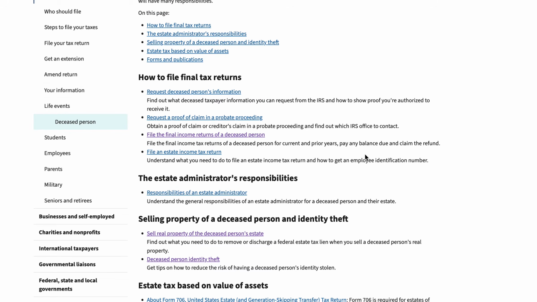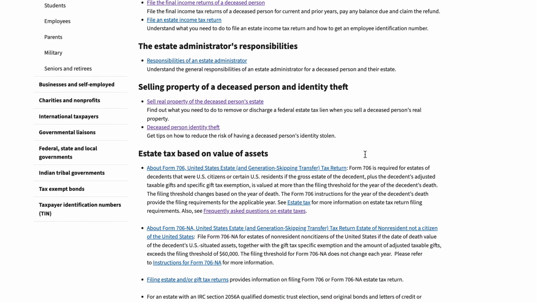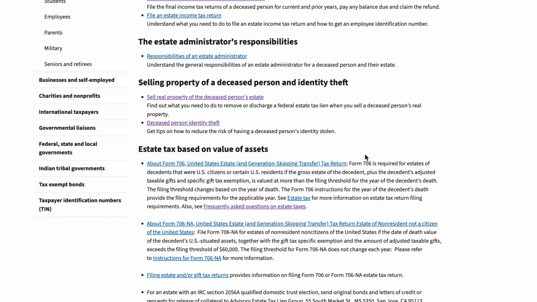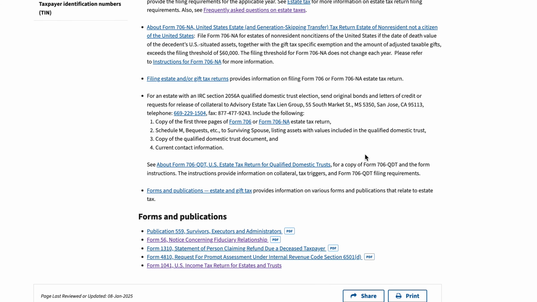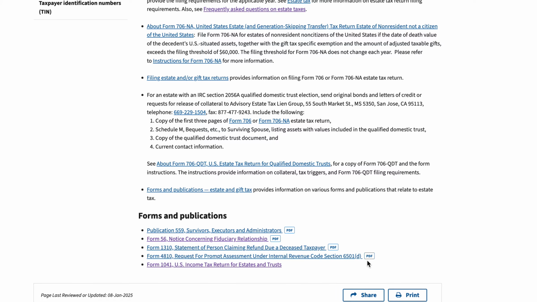So let's go back to this. There's also kind of a walkthrough on the estate tax based on the value of the assets. Again, if you don't meet the filing threshold, and the vast majority of taxpayers are well below the threshold for filing an estate tax return, you might not need to. And then at the bottom of the page, there are links to different forms and publications. And we'll put links to some of these in the show notes.